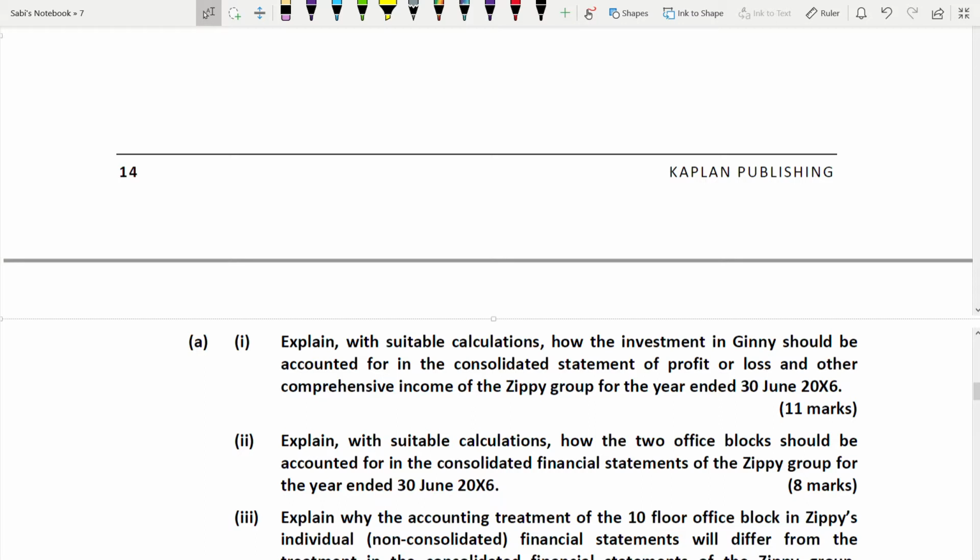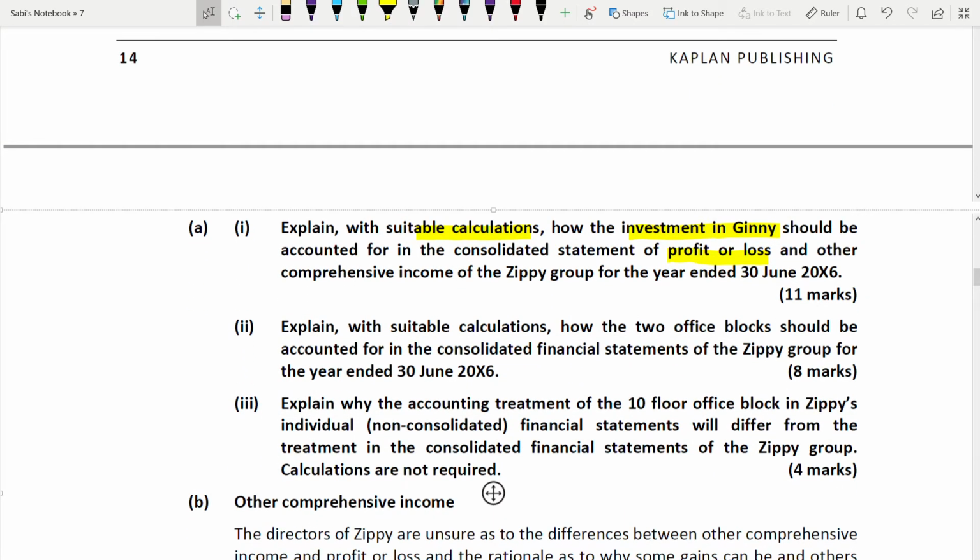So, suitable calculations. In the profit and loss, the investment for Guinea is a subsidiary. How will it go? 11 marks. Then next is suitable calculations of how the two office blocks should be accounted for in the consolidated financial statements of the Zippy group.